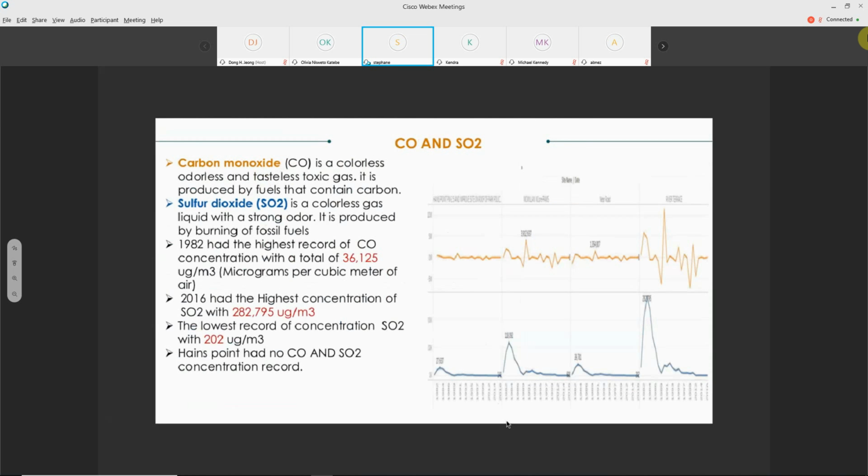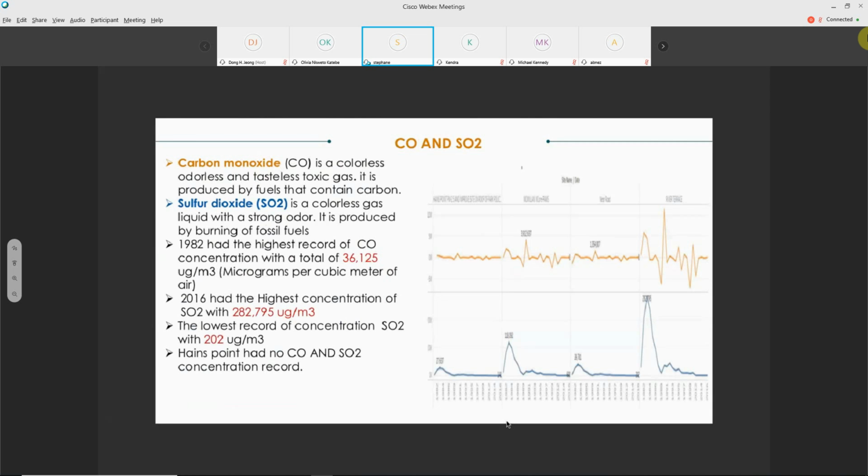So CO and SO2. CO stands for carbon monoxide and is a colorless, odorless, and tasteless toxic gas. It is produced by fuel that contains carbon. SO2 stands for sulfur dioxide. It's a colorless gas or liquid with a strong odor. It is produced by the burning of fossil fuel.